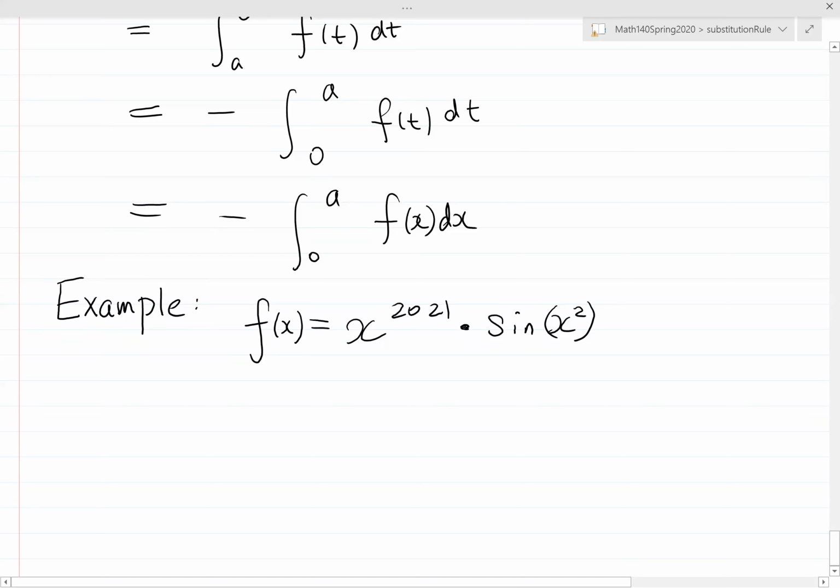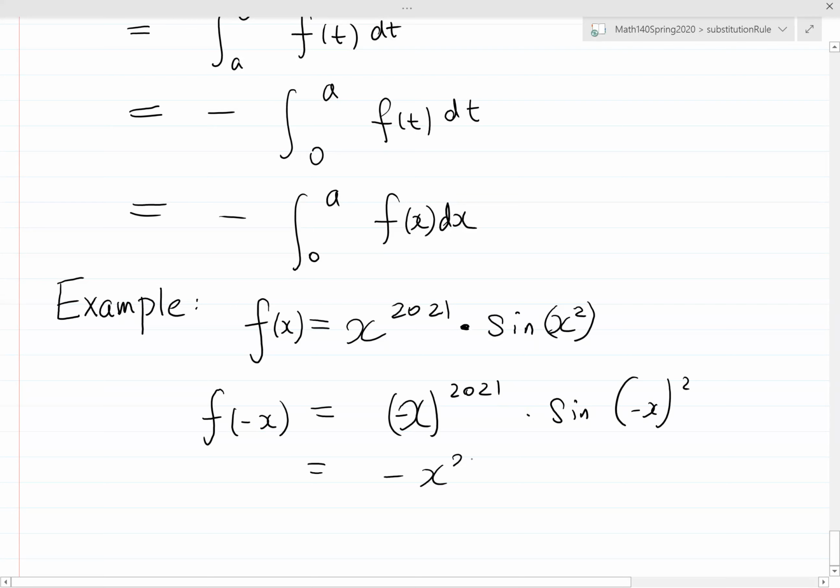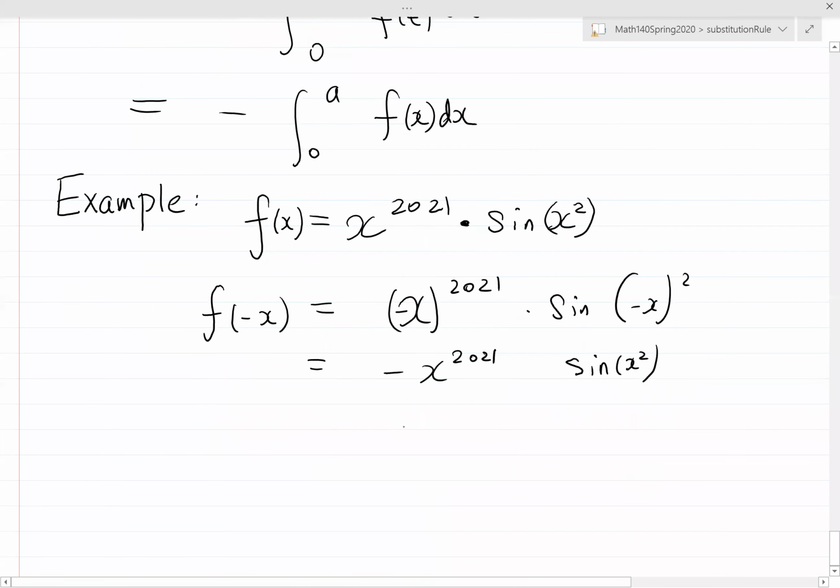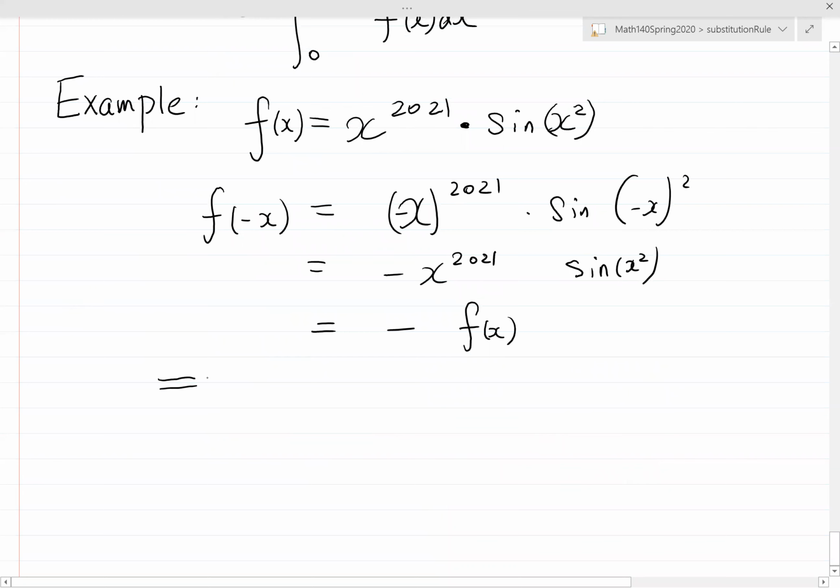So even function times odd function gives an odd function. If you check f(-x), you get (-x) to the power 2021 times sine of (-x) squared. This will be negative x to the 2021, and (-x) squared is just x squared. Now this is negative f(x). The domain is defined everywhere, so by definition, f(x) is an odd function.